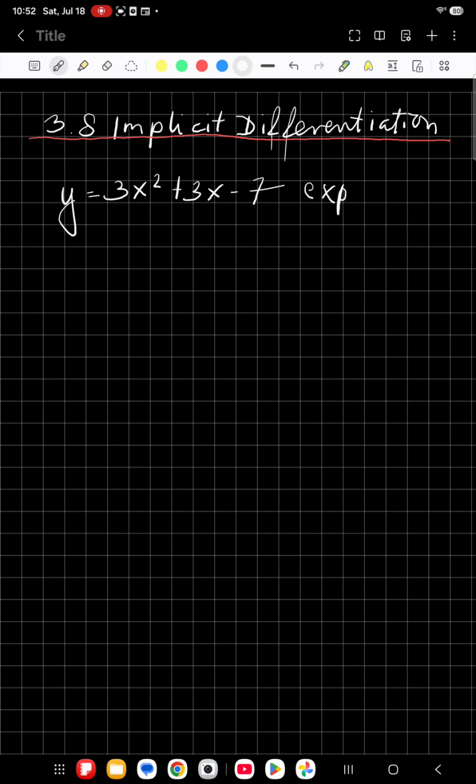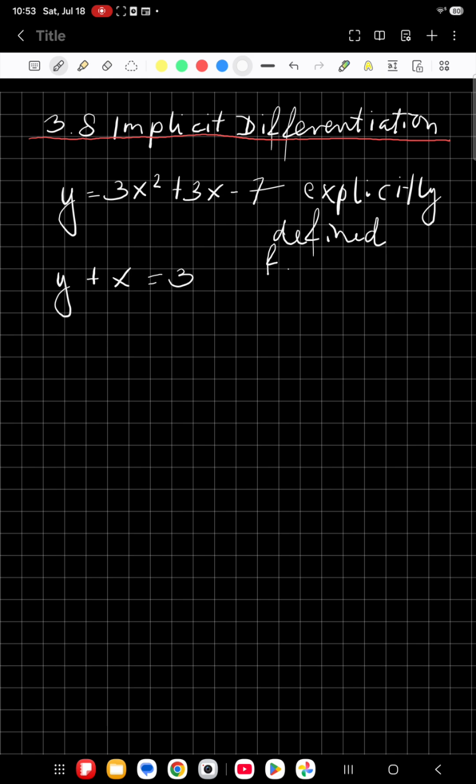Explicitly defined function. So we have y on one side, on the left side, and x's are on the right side. So an implicitly defined function would be something like this. It would be y plus x equals 3.